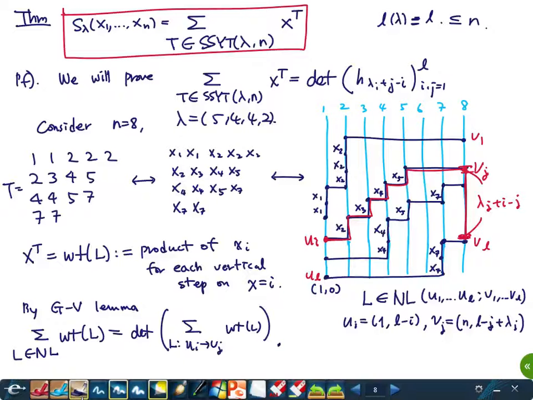All right, today and then in the second lecture, we will prove MacMahon's box theorem. We give another proof of this using Schur functions. All right, okay.